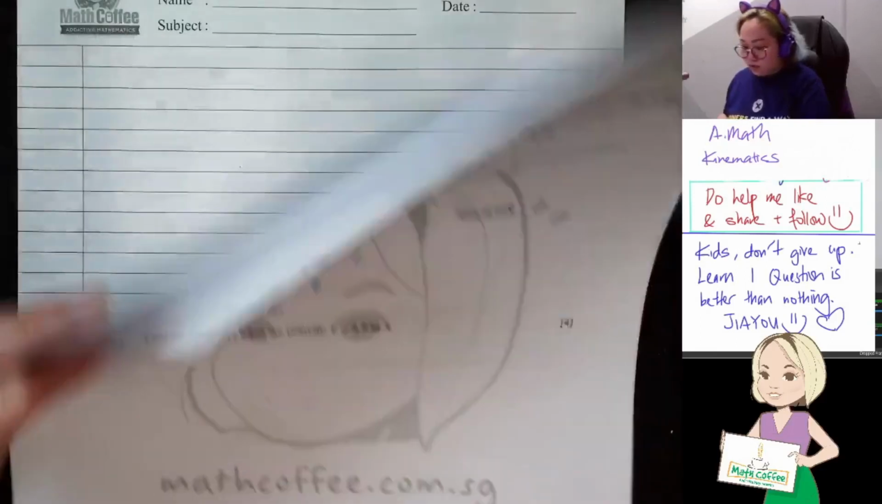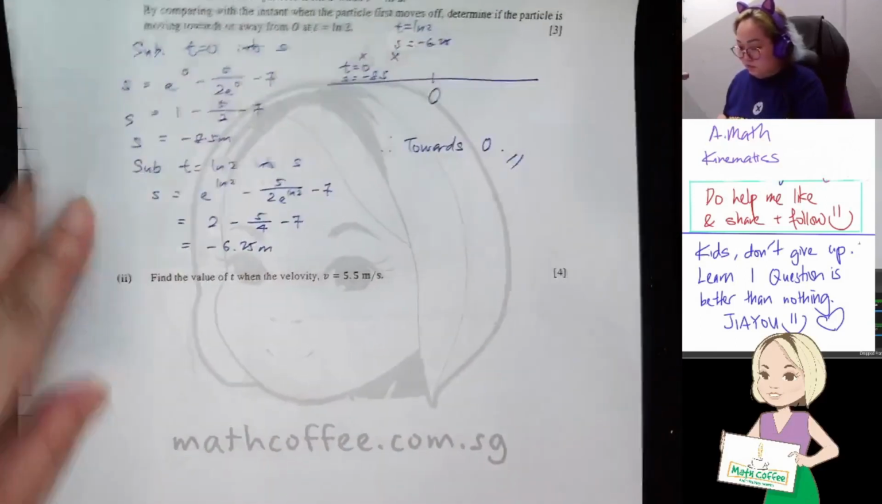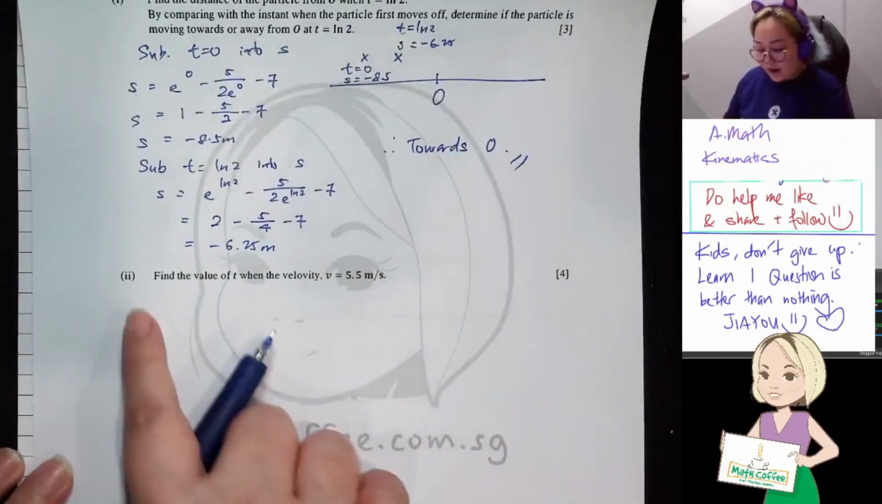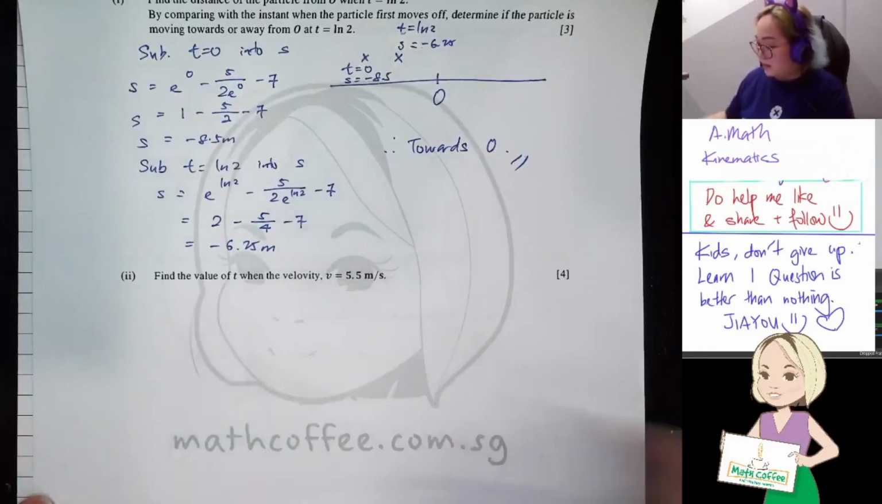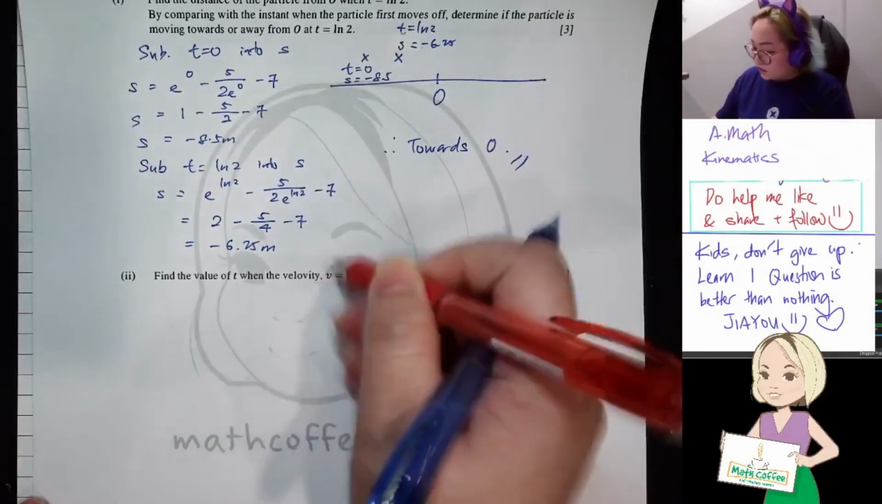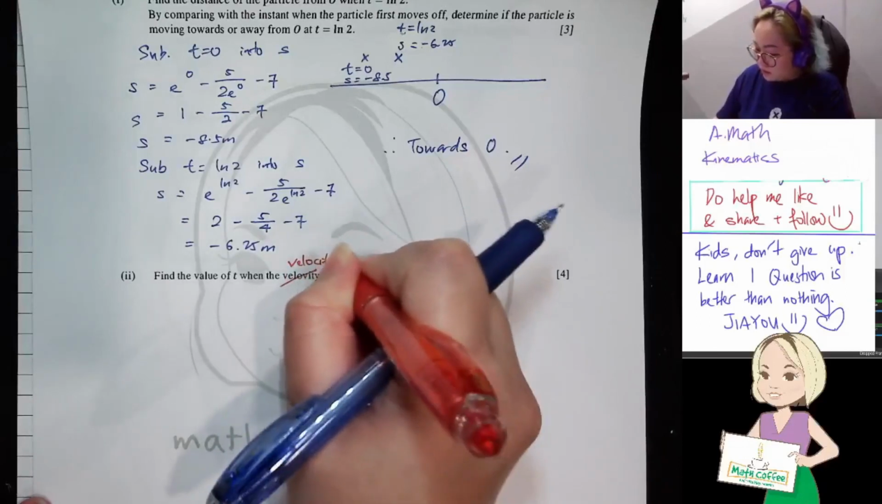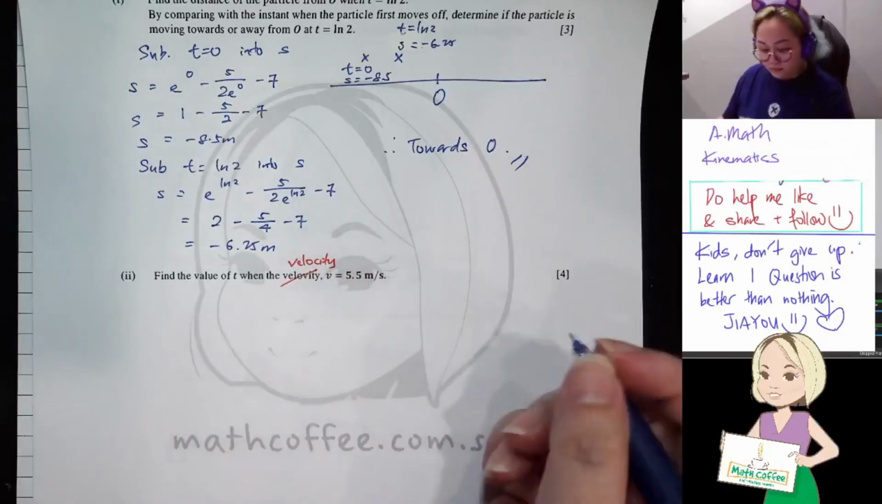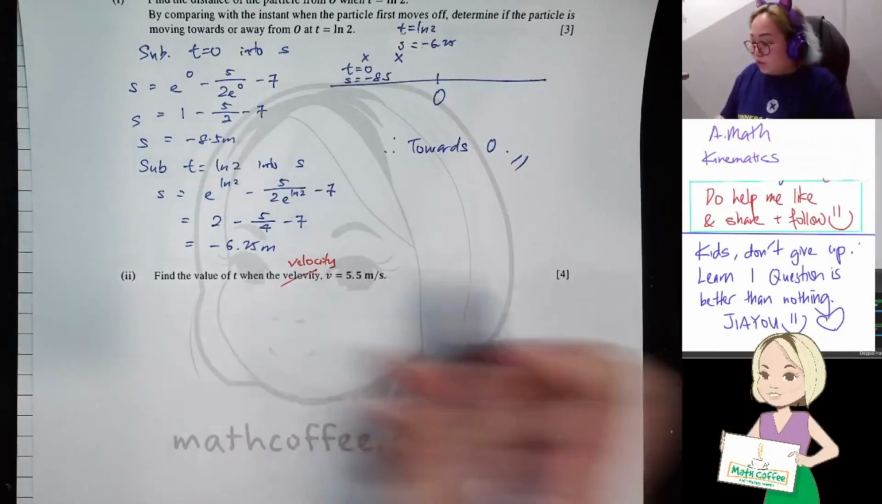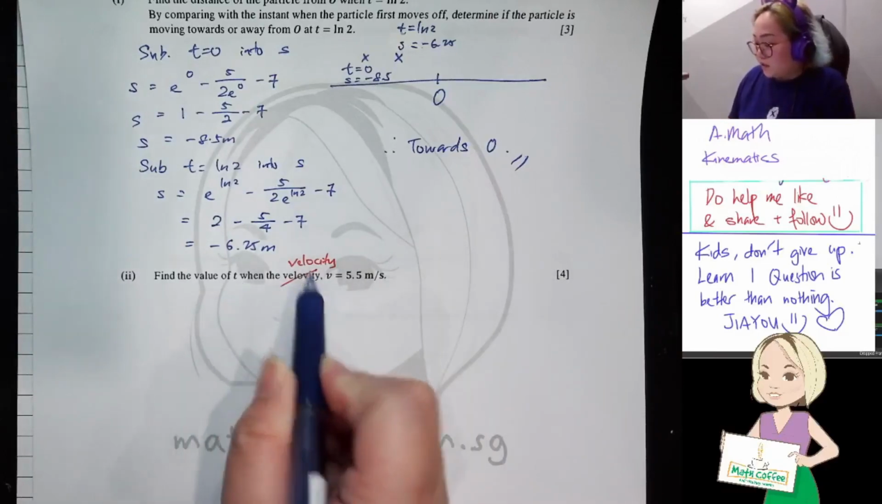Okay, let's move on. They say find the value of t when the blah blah blah. Can you take note that this one is spelled wrongly? This is velocity. The V is supposed to be a C. So find the value of t when the velocity is blah blah blah.